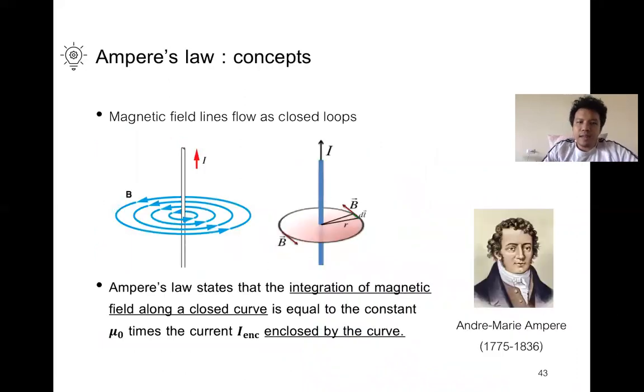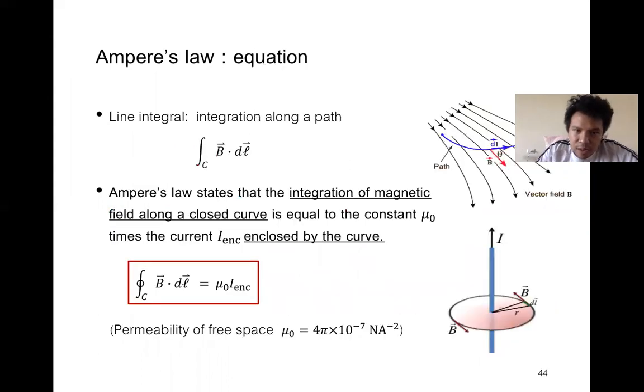And then Ampere's law. This is the law that is used to find the magnetic field from the source in some simple cases. Ampere's law says that the integration of the magnetic field along a closed curve equals a constant times the current enclosed by the curve. Then let's have a look at the equation. So this is Ampere's law.